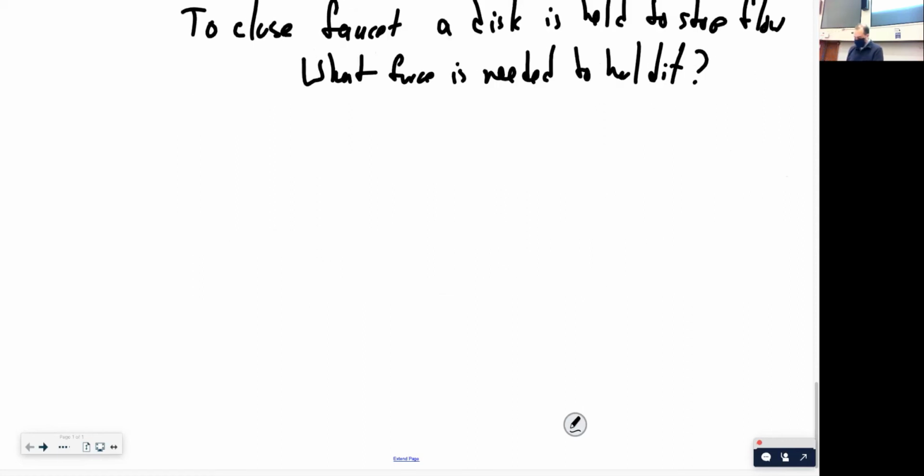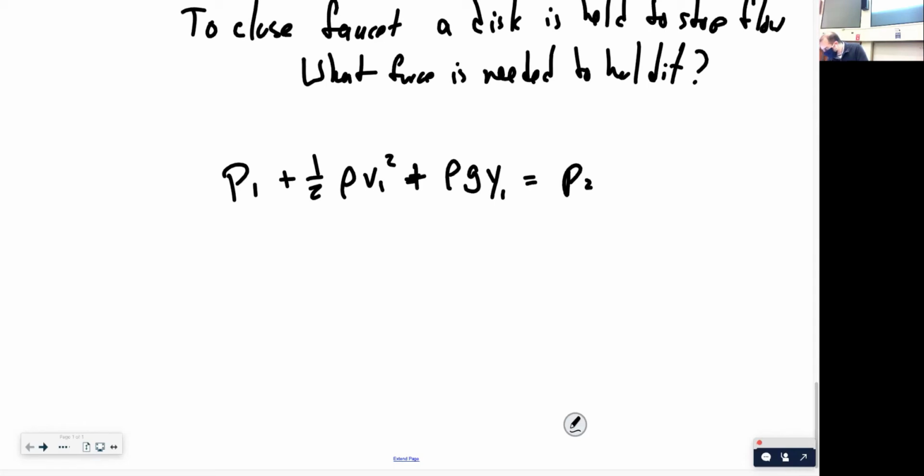Okay, let's write down Bernoulli's equation. This is a statics problem. I don't necessarily need it, but it's instructive to do so. So let's go ahead and do this. P1 plus 1/2 rho V1 squared plus rho g Y1 equals P2 plus 1/2 rho V2 squared plus rho g Y2. In the statics case, the velocities are all 0. They go away.